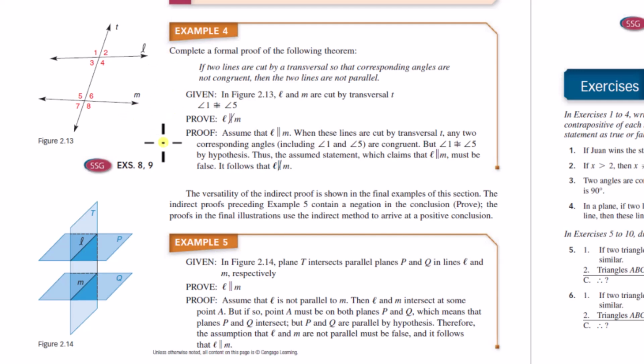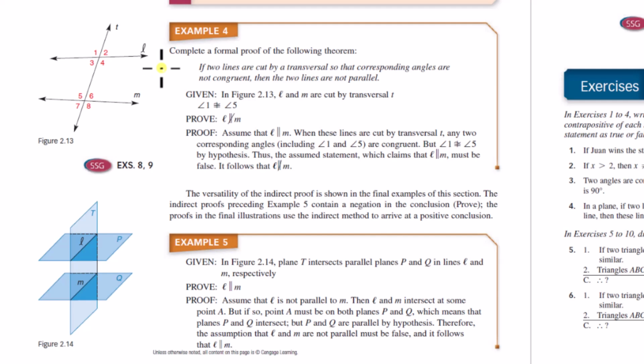Note that here we didn't prove that the two lines were parallel in this statement. We proved that they weren't parallel. We found that there were two corresponding angles that weren't congruent, so the lines can't be parallel. That's what we proved here indirectly.